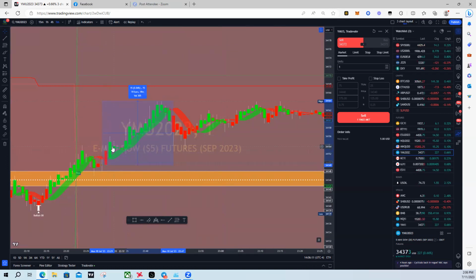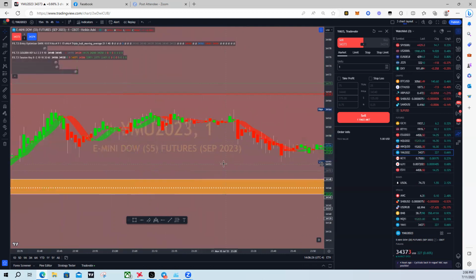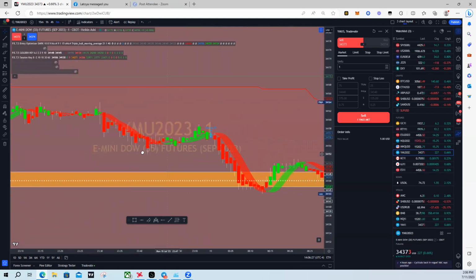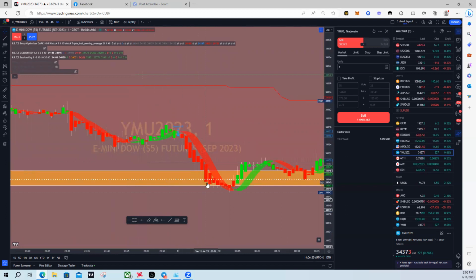And 1, 2, 3, 4, 5, 6, 7, 8, 9, 10, 11, 12, 13, 15 minutes, $750 in 15 minutes. You could be done for the day in 15 minutes off of this golden key. This is around maybe 10 or 11 o'clock, right? Now, I want you to pay attention to something because this is what we want to look for. Here's a retracement back into the golden key zone, right?